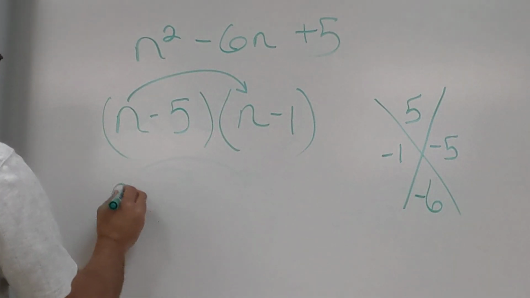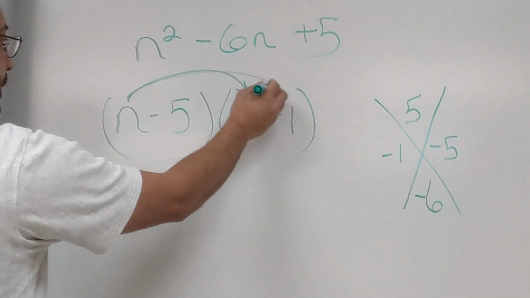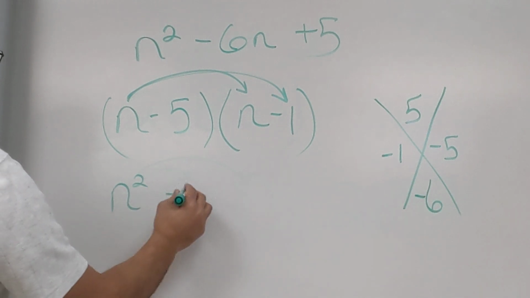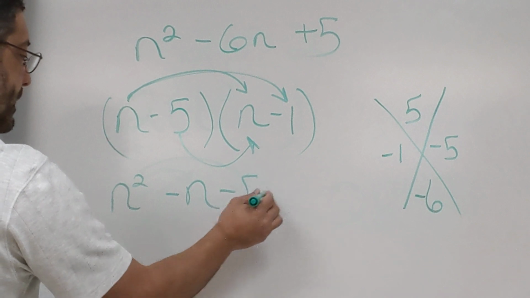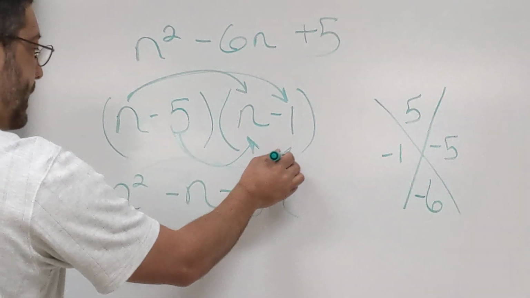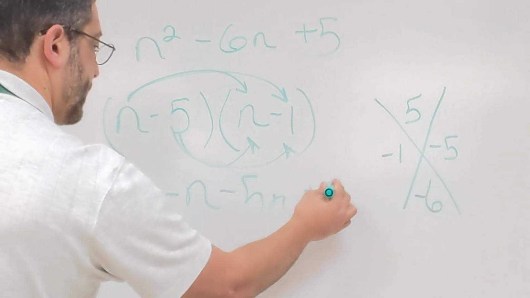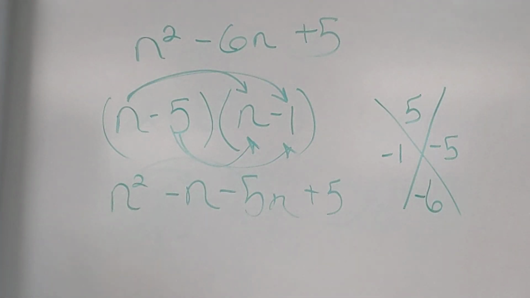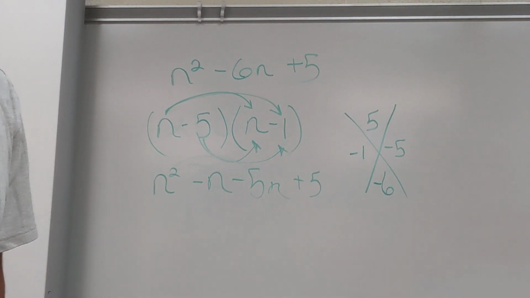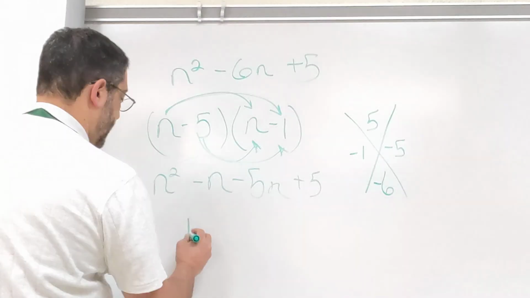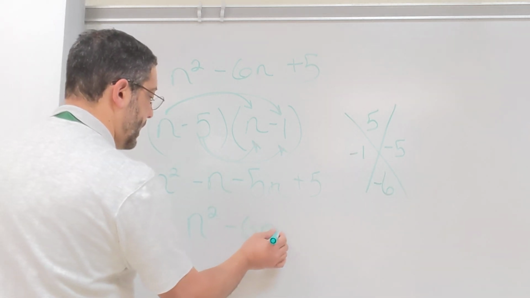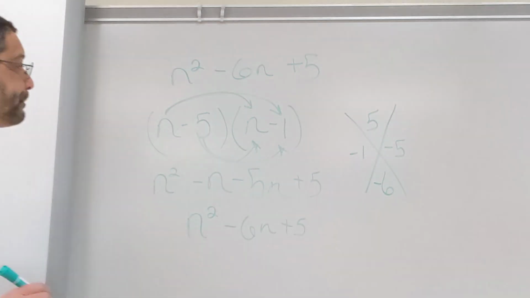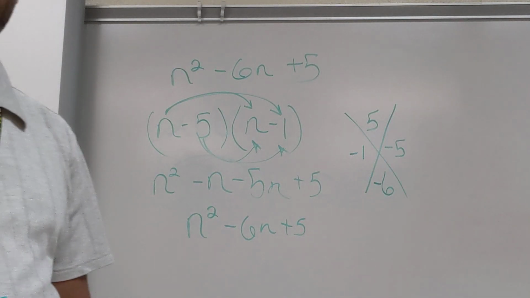And were I to multiply that out, n times n, that's going to give me n squared. N times a -1 is going to be minus n. -5 times n is minus 5n. And the -5 times a -1 gives me +5. So when I then go to writing this in standard form, because after I multiply, I always want to write it in standard form, I wind up with n squared minus 6n plus 5. So I know there that I have the correct factors.